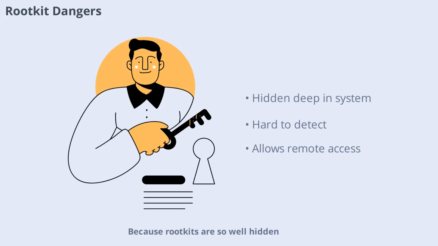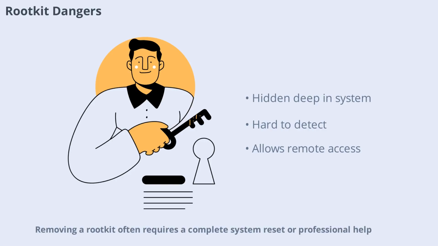Because rootkits are so well hidden, they can remain on your device for a long time, collecting information and giving hackers ongoing access. Removing a rootkit often requires a complete system reset or professional help. This is why prevention is always better than cure when it comes to rootkits.